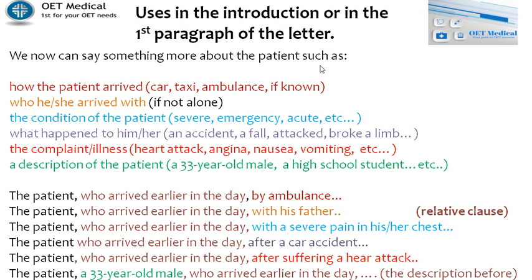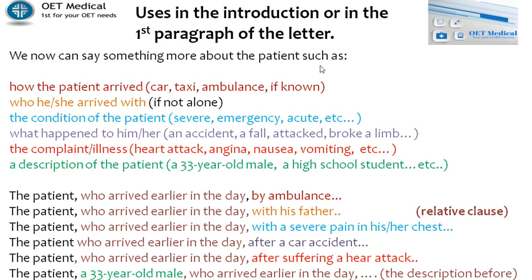The condition of the patient. Well, of course, every patient arrives with something. Here we can use severe something, an emergency something, acute. These are adjectives, but obviously we'll be talking about certain illnesses or conditions. What happened to the person? Did they have an accident, a fall? Were they attacked? Did they break a limb or a bone? A limb means arms or legs. Or did they break other bones?